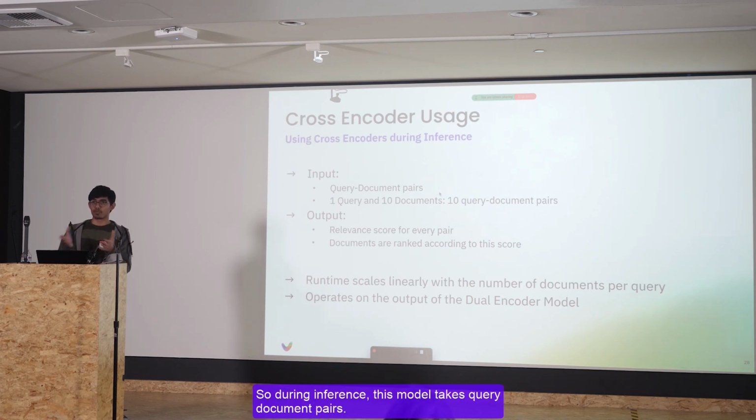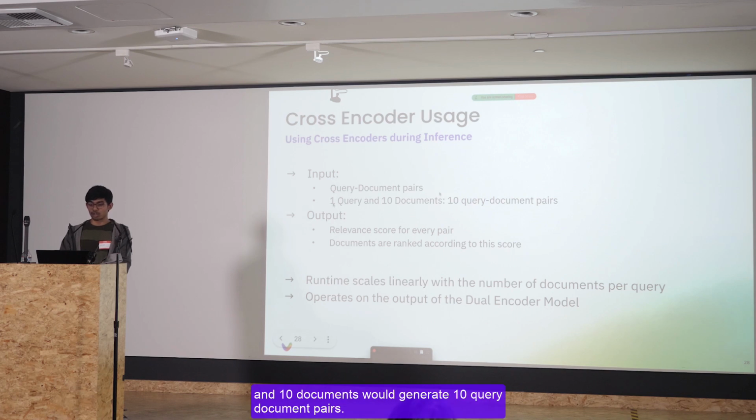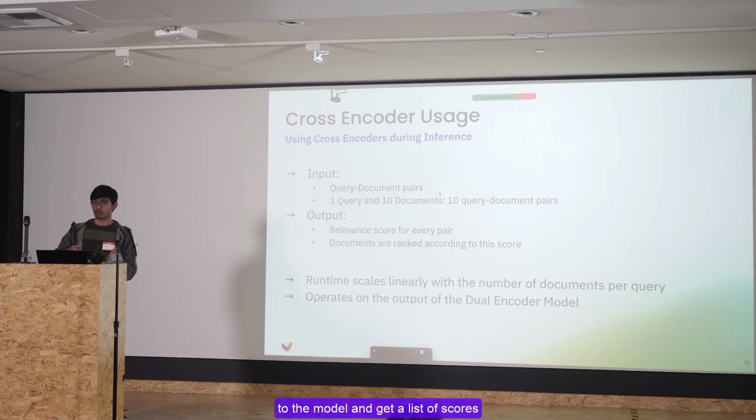During inference, this model takes query-document pairs. So let's say you want to generate a ranking of 10 documents for a given query. One query and 10 documents would generate 10 query-document pairs. Then we would pass all of these pairs individually to the model, get a list of scores, and then sort the documents based on the relevance score that we get out of this model.